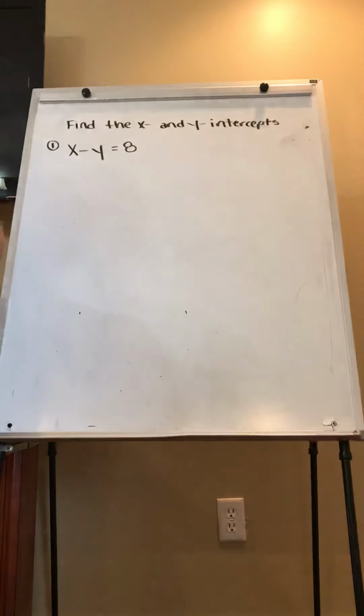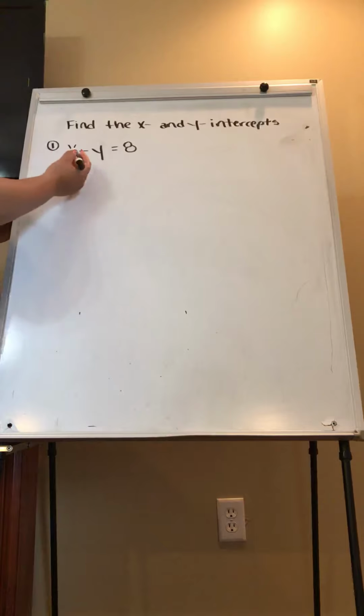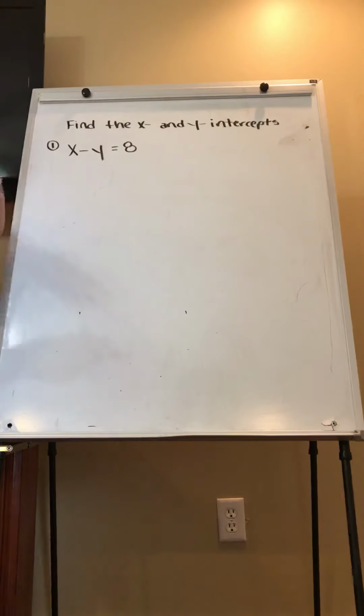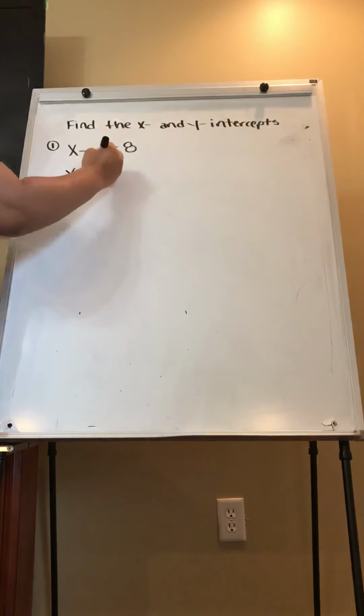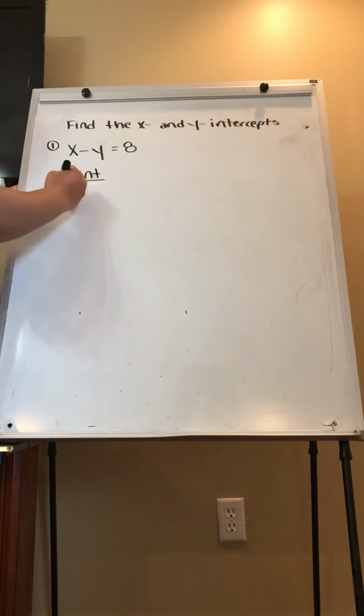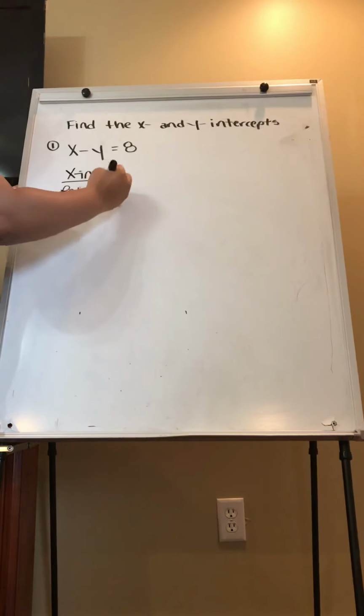Next, we're going to find the x and y intercepts. So if you're given x minus y equals 8, an intercept is nothing but where the line crosses the x and the y axis, okay? So I want to know what point this line will cross on the x-axis and what point this line will cross on the y-axis.